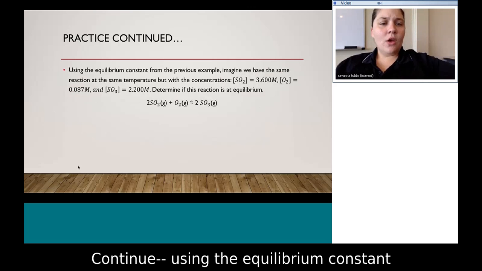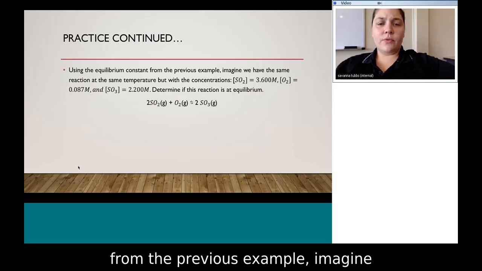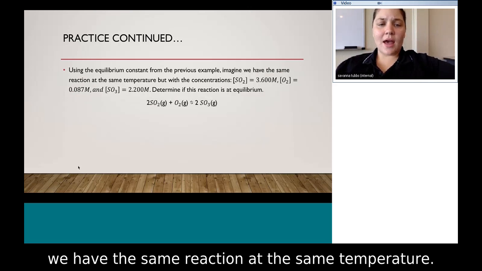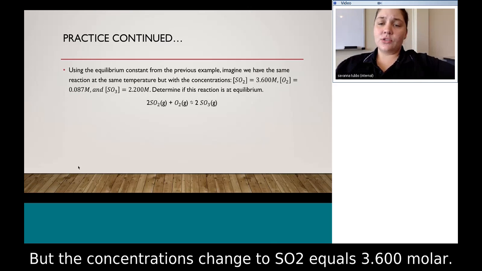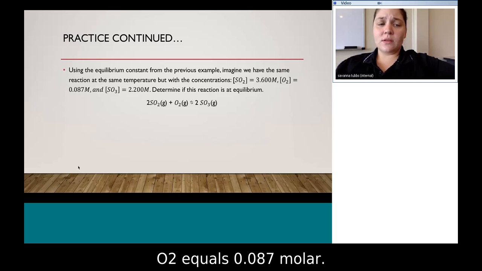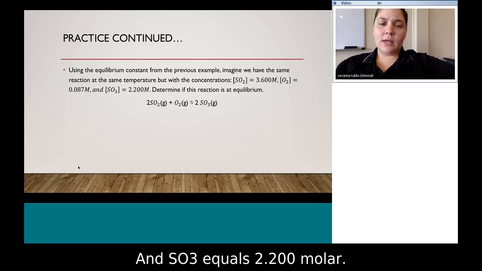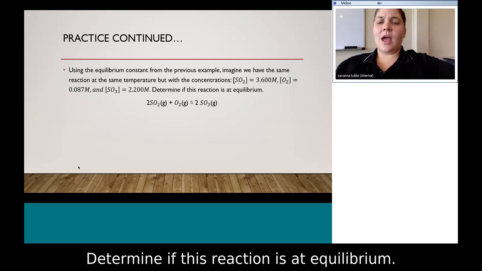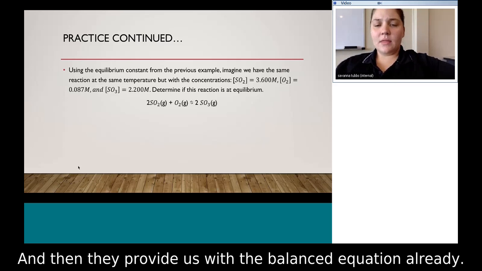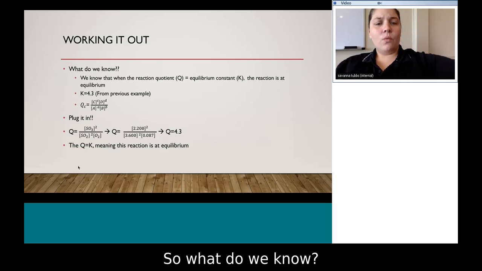Continue. Using the equilibrium constant from the previous example, imagine we have the same reaction at the same temperature, but the concentrations change to SO2 equals 3.600 molar, O2 equals 0.087 molar, and SO3 equals 2.200 molar. Determine if this reaction is at equilibrium. And then they provide us with the balanced equation already. So what do we know?